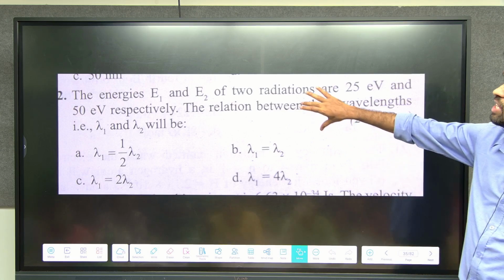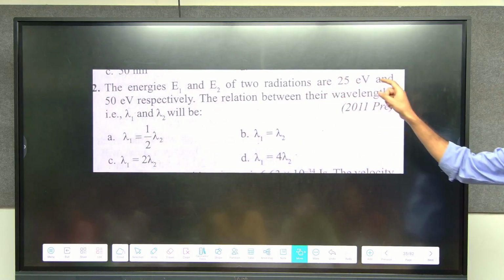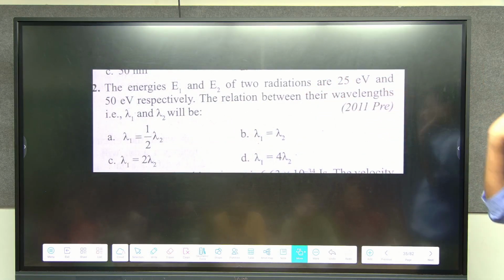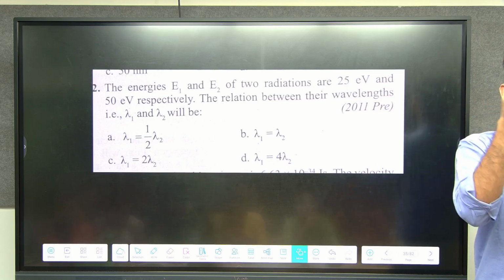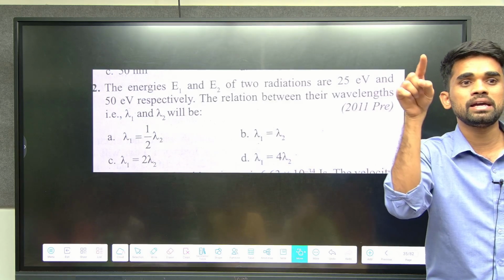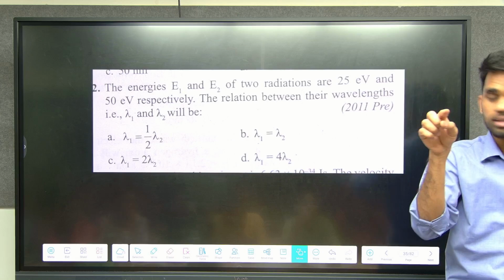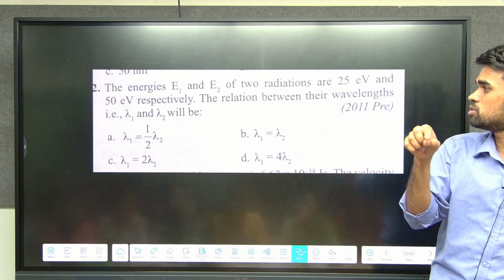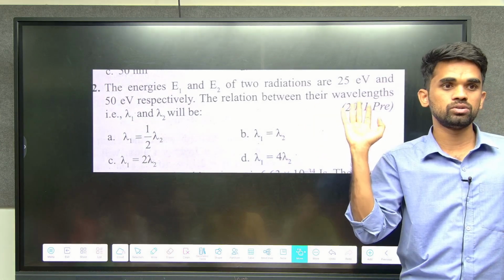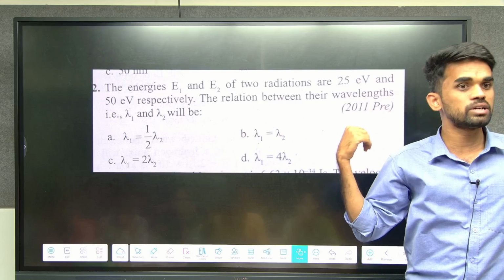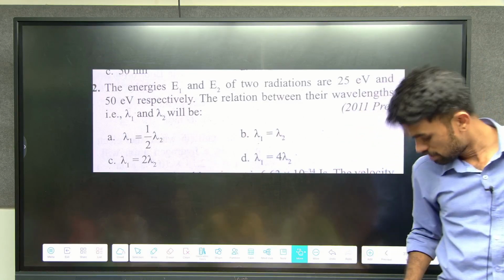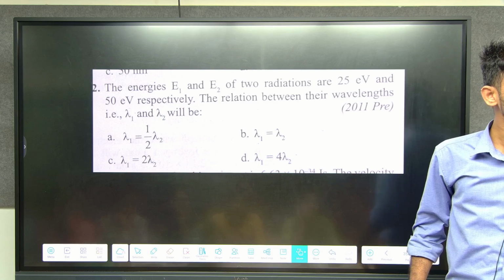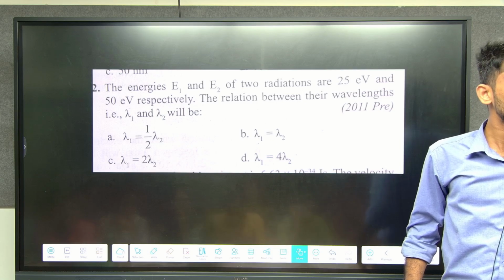See, the energies E1, E2 of two radiations are given. The relation between their wavelengths. E is equal to what? hc by lambda. So E1 equals hc by lambda 1, E2 equals hc by lambda 2. So cancel, and whatever remains is your answer. See, everyone, you got it, how we are doing?